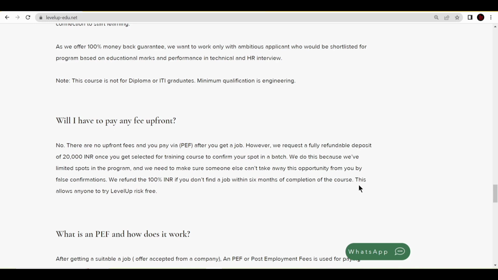So you don't have to worry about anything. Everything here is documented, and this allows anyone to try Level Up risk-free. So there is no risk at all.